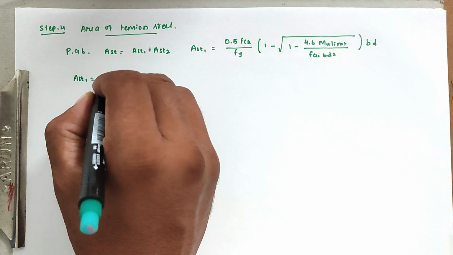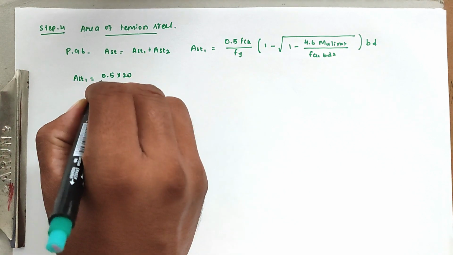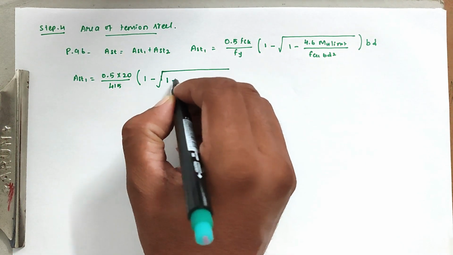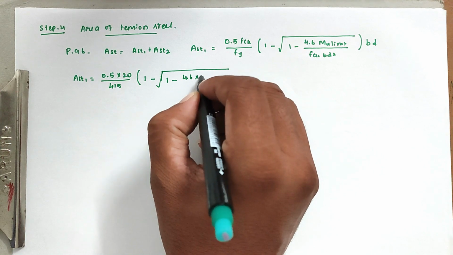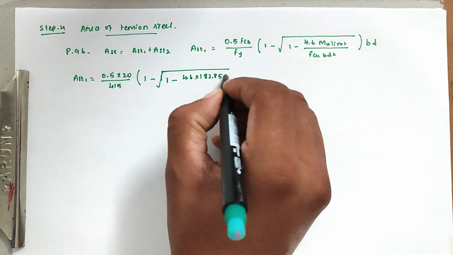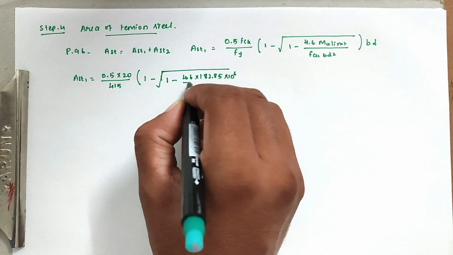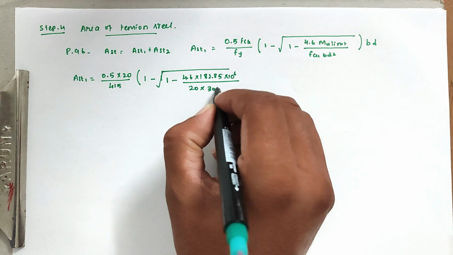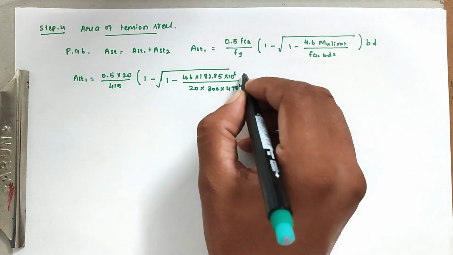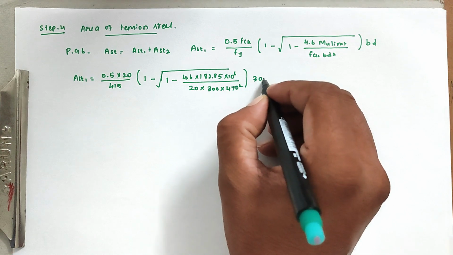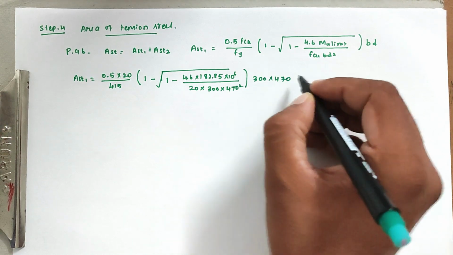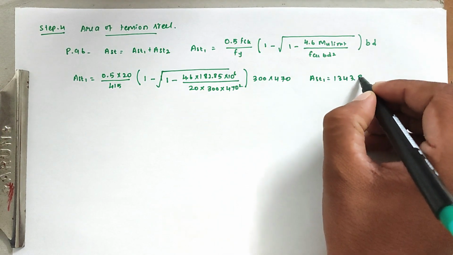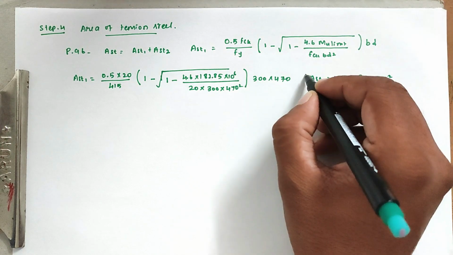Ast1 equal to 0.5 into fck value 20 divided by fy value 415, into 1 minus root of (1 minus 4.6 into 182.85 into 10 power 6, that is the Mu limit value, divided by fck again 20, b is 300, into d is 470 square), into b into d, that is 300 into 470. Okay, solving this we got the value of Ast1 equal to 1343.82 mm square.